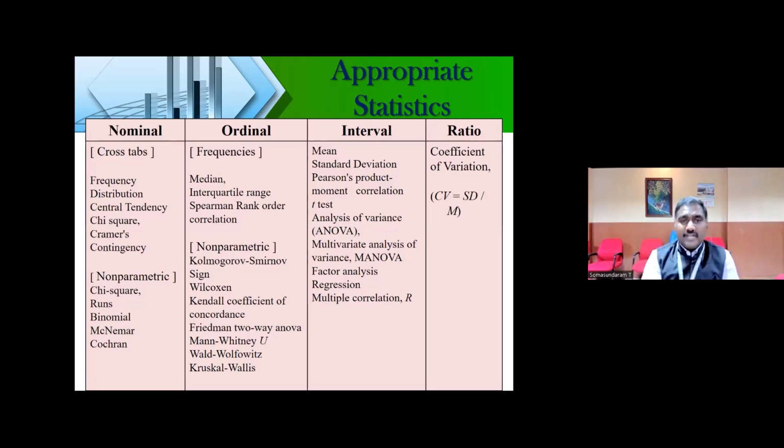Similarly, if you take ordinal, when you're asking about ordinal scales for your questionnaires or variables, you can choose the median. You can go for an interquartile range. You can go for rank order correlation, especially when you're asking certain questions and asking the respondents to rank in order. For example, you listed some 10 factors.